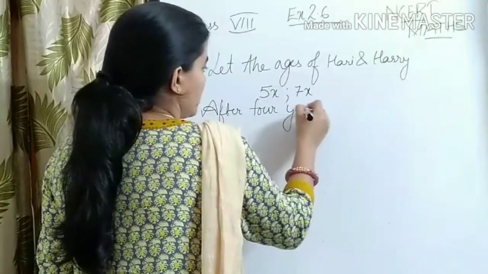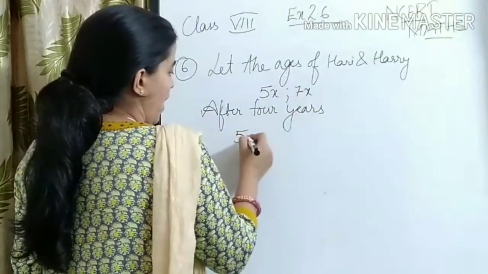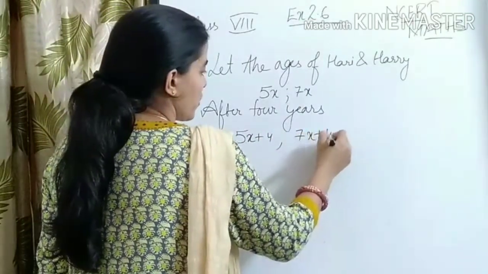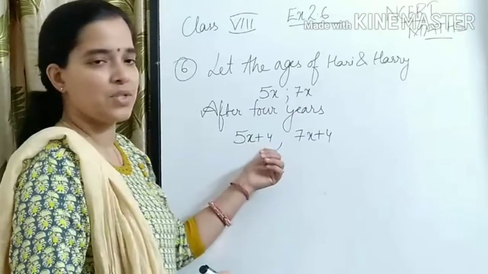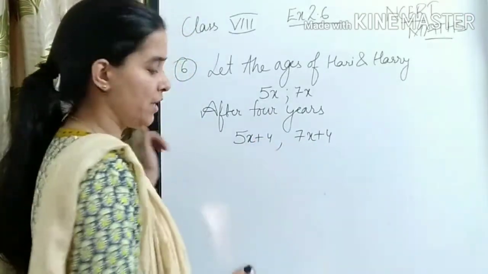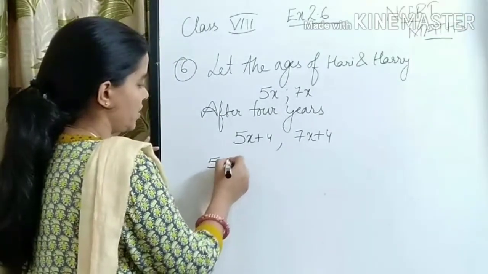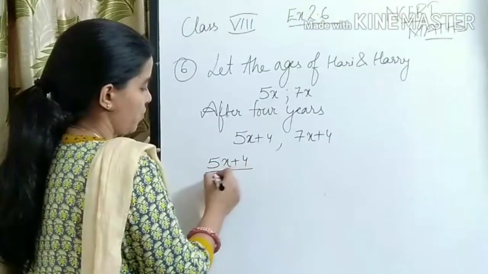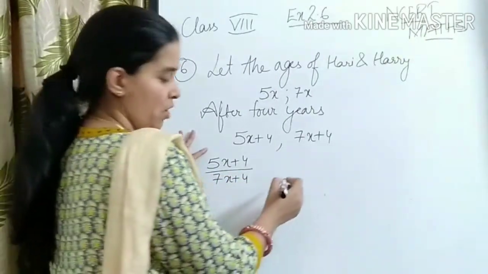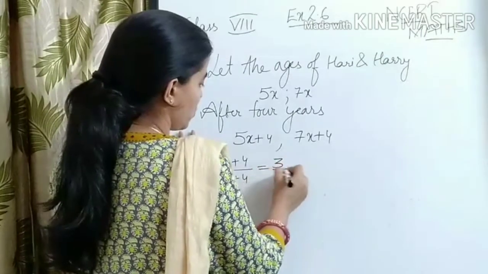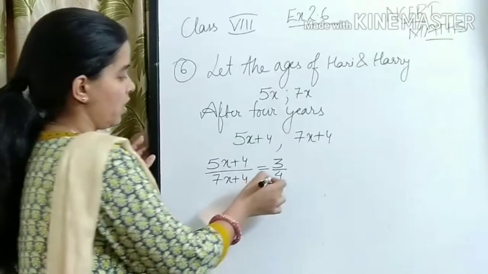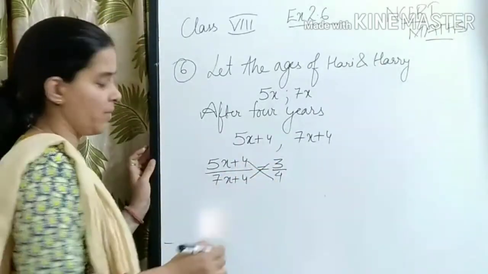After 4 years, in both the ages we have to add 4, because as we know, with the increasing years our ages are also increasing. So it will be 5x plus 4 and 7x plus 4. So what will happen after 4 years? The ratio of their ages, that means 5x plus 4 upon 7x plus 4, will be equal to 3:4. So again it has become the same type of question we have solved. You just have to do the cross multiplication.